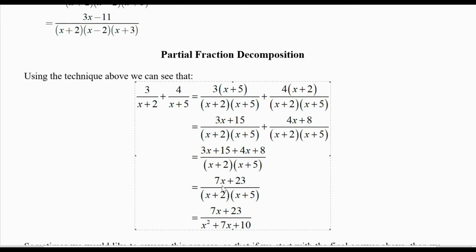If we wanted to, we could FOIL out the bottom, distribute property, multiply it out to get x squared plus 7x plus 10. And this version right here is actually probably the best version to leave it in. But the point is we can take something that looks like this, 3 over x plus 2 plus 4 over x plus 5, and with this technique we can change it to something that looks like 7x plus 23 over x squared plus 7x plus 10.